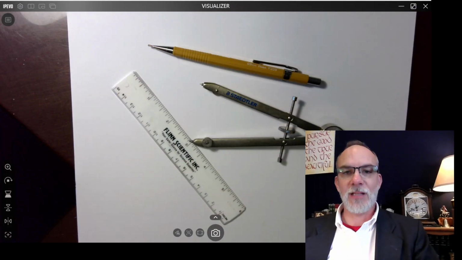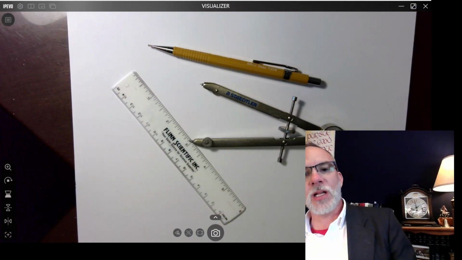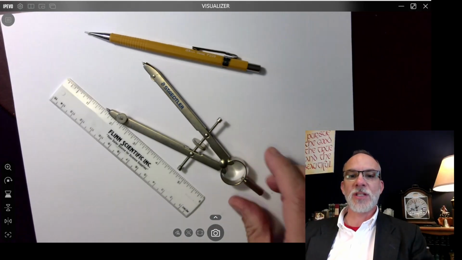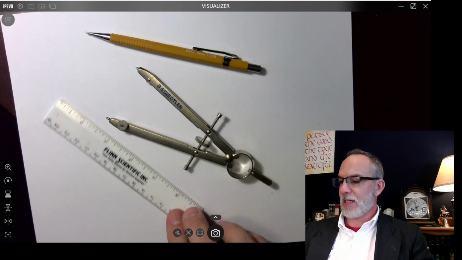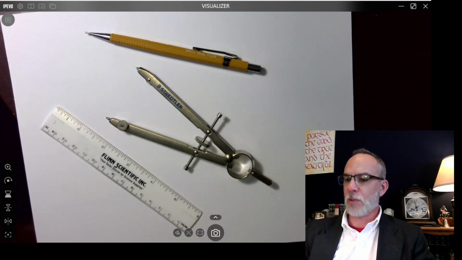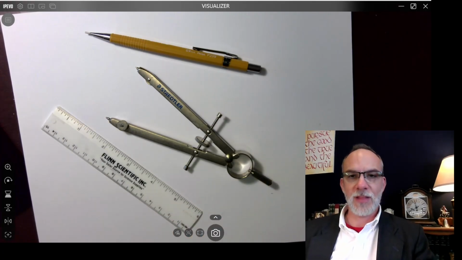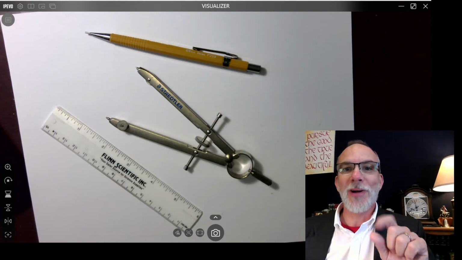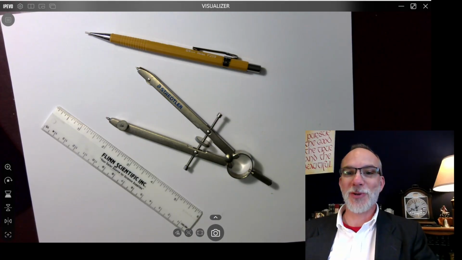Please get a sheet of unlined paper, copy paper, and then a compass, which is this thing that makes circles, and a straight edge. A ruler will work, but we're not going to use it to measure the length of lines. So if you need to, stop the video and go get your stuff. It's going to be so good.